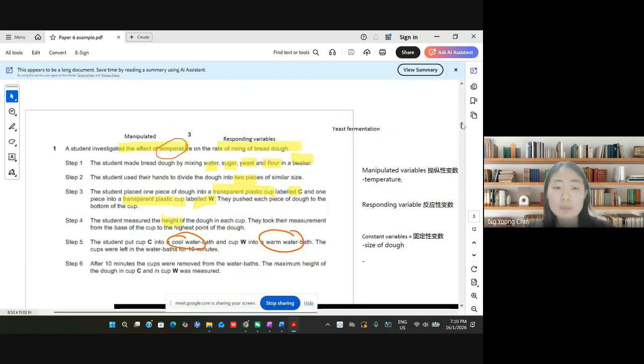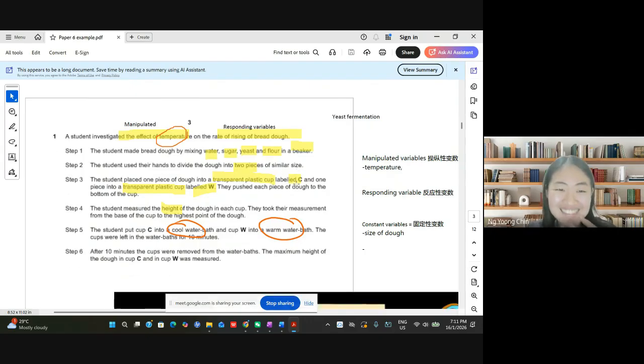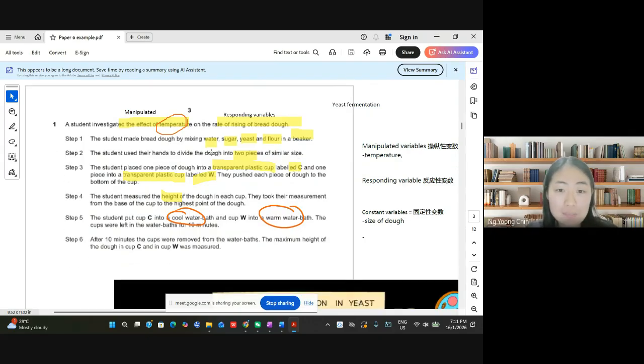So what is this experiment about? It's about the rising of bread dough using yeast. Does it belong to aerobic or anaerobic respiration? If the yeast do the fermentation, which one does it belong to? What do you think? Anaerobic. Yeah, anaerobic, correct.